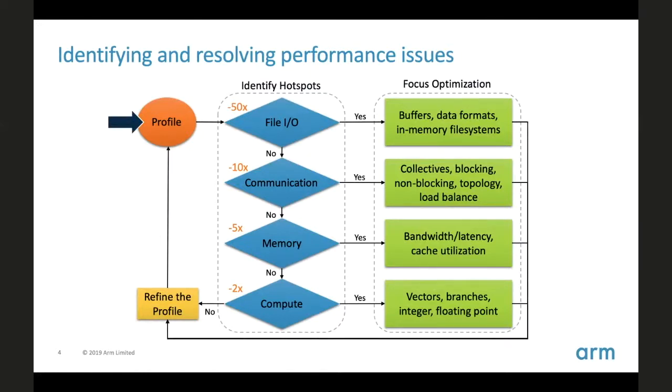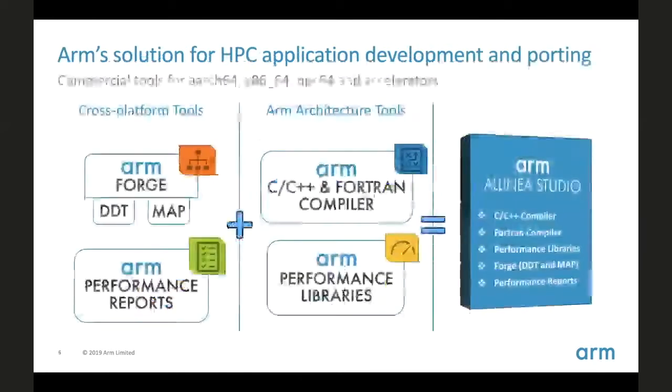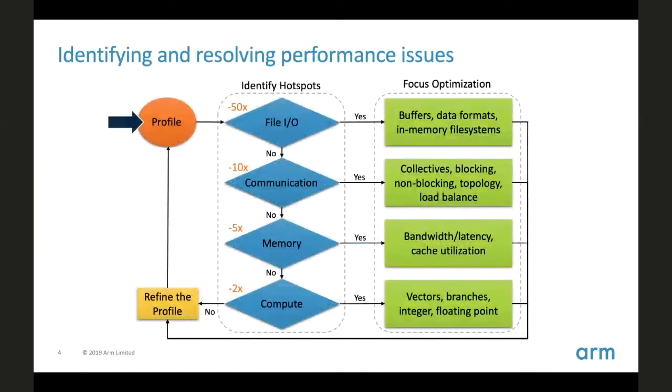Once you've identified your hotspots, focus on optimization on that hotspot until you're satisfied with the performance gains, and then go back and profile and keep doing it. Wash, rinse, repeat until you are satisfied with performance. Now the profiling piece, the orange box, can be any number of tools, and there's a huge ecosystem of performance analysis tools out there. Tools like Tau, Score-P, Scalasca, HPC Toolkit. There's a great many free tools.